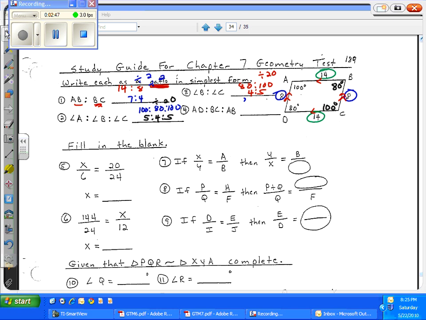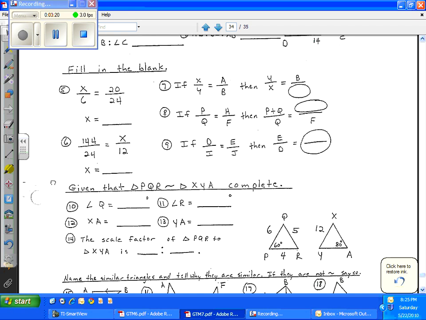AD is 8. It goes to BC, 8. Then it goes to AB, 14. We divide by the greatest common factor, 2, and we'll get 4 to 4 to 7. Again, you can't just reduce the 4s. You would have to have something that goes into the 4s and the 7. Any questions on the first section? Writing ratios in simplest form.